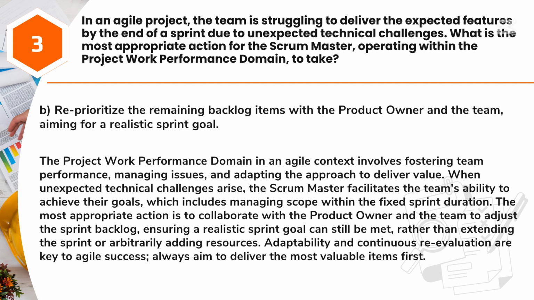The project work performance domain in an agile context involves fostering team performance, managing issues, and adapting the approach to deliver value. When unexpected technical challenges arise, the Scrum Master facilitates the team's ability to achieve their goals, which includes managing scope within the fixed sprint duration. The most appropriate action is to collaborate with the product owner and the team to adjust the sprint backlog, ensuring a realistic sprint goal can still be met, rather than extending the sprint or arbitrarily adding resources. Adaptability and continuous reevaluation are key to agile success. Always aim to deliver the most valuable items first.